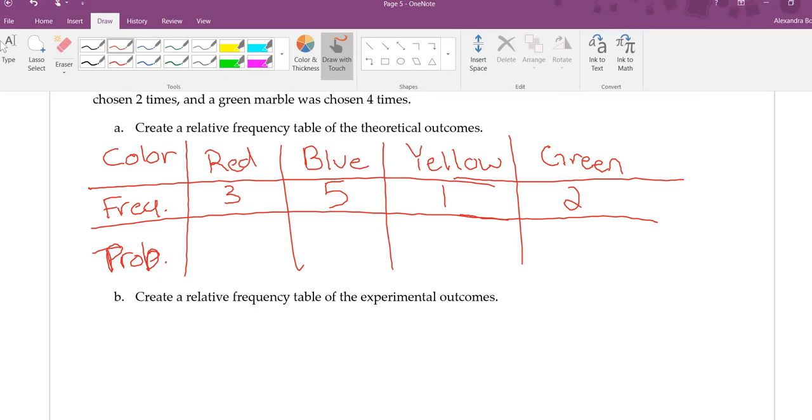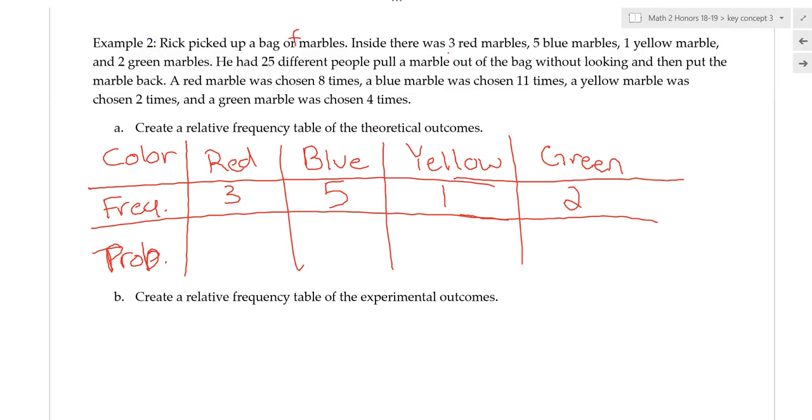Okay. So there is a total of 8, 9, 11. I don't like the number. That's okay. 11 marbles. So the probability of red is 3 out of 11. Blue is 5 out of 11. Yellow is 1 out of 11. And green is 2 out of 11. Okay, so those are not equal probabilities, but it's still theoretical because no one's actually pulled a marble out of the bag yet.